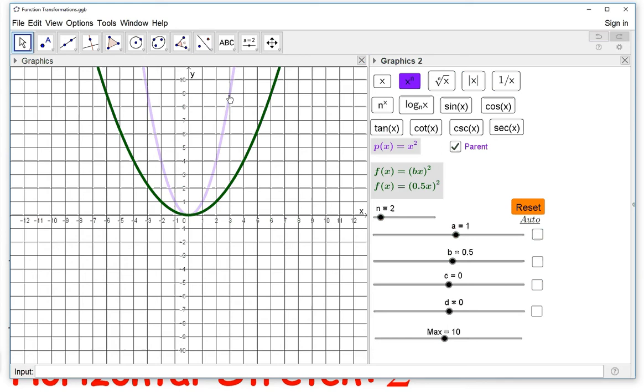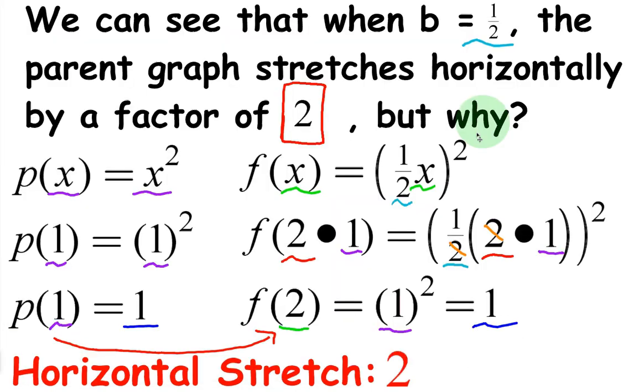P of 3 is equal to 9. To get the same x value over here, we've got to take this x value, multiply it by 2. So 3 times 2 is 6, and that gives you 9. So when b is 1/2, it's stretched by 2. So why?